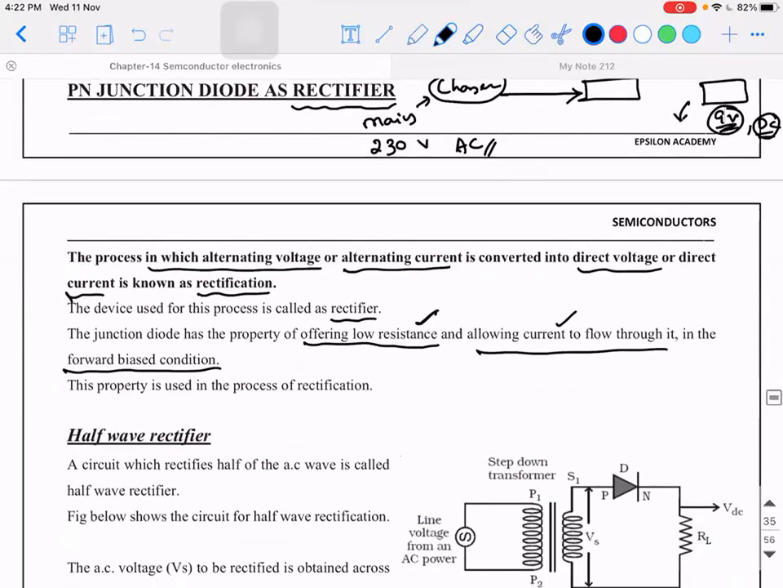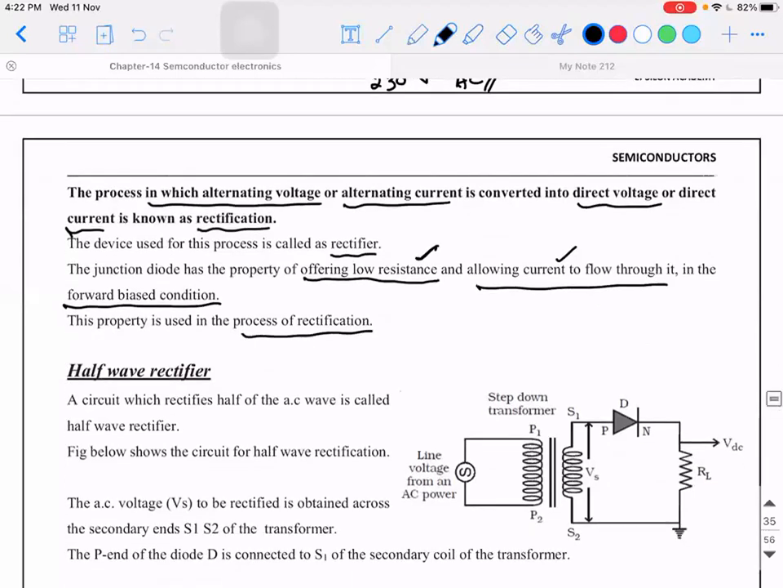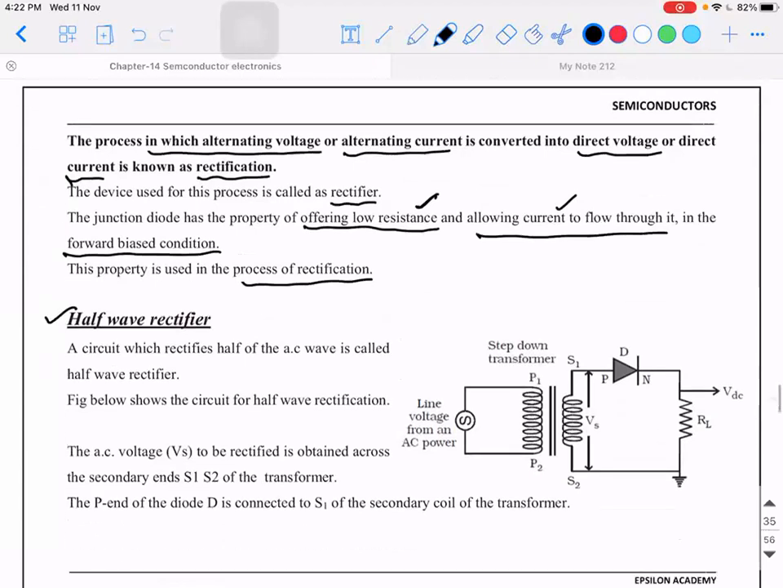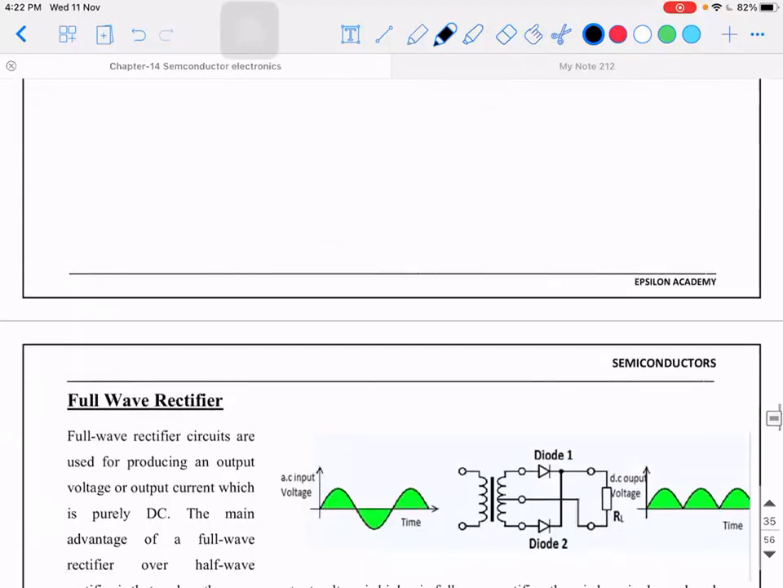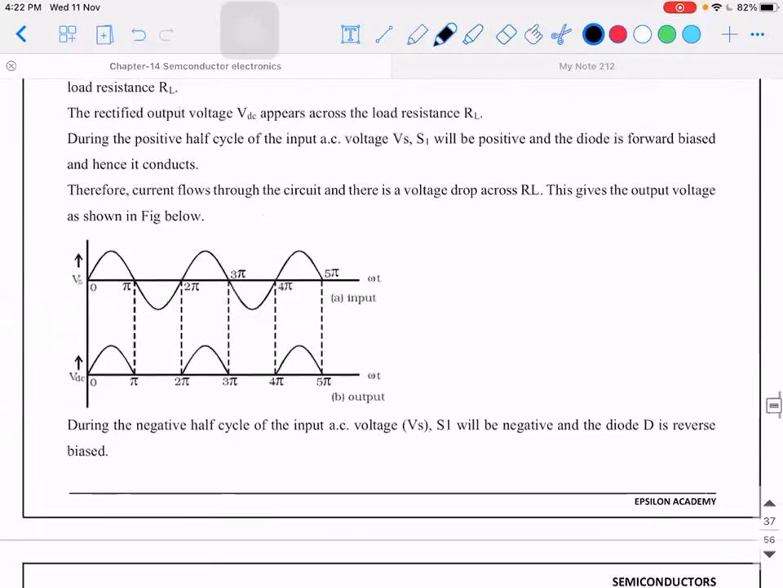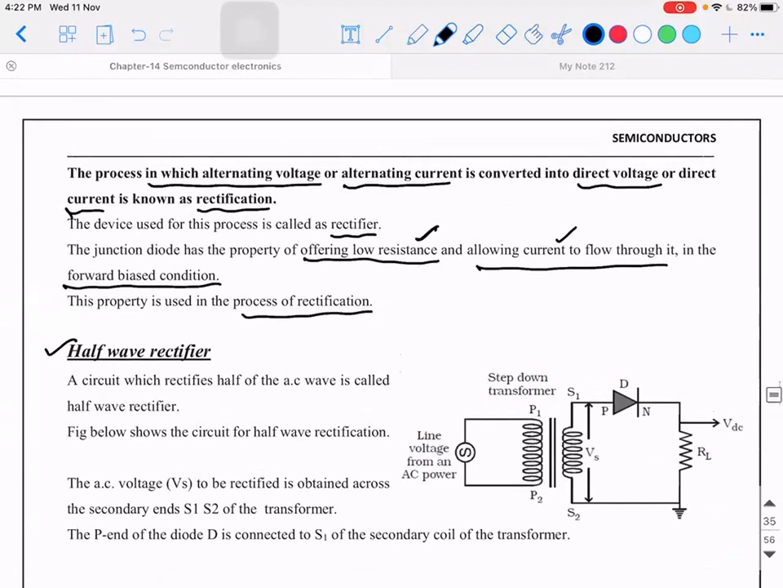This particular property of the PN junction diode in the forward bias condition is utilized for the process of rectification. Based on how much of the wave is being rectified, rectifiers are classified into two types: the half wave rectifier and the full wave rectifier. Before we see what a half wave rectifier is, guys, confirm, are you clear with all these concepts, what a PN junction diode does? Yes, sir.